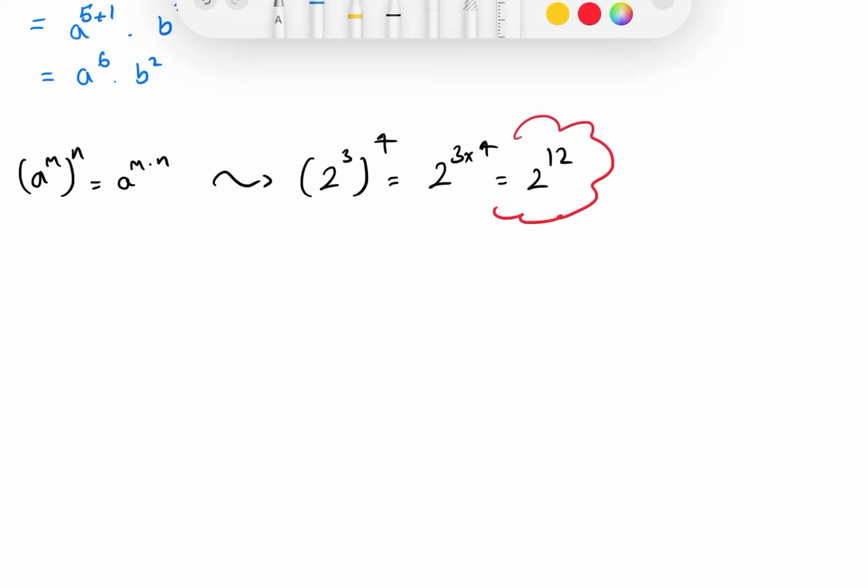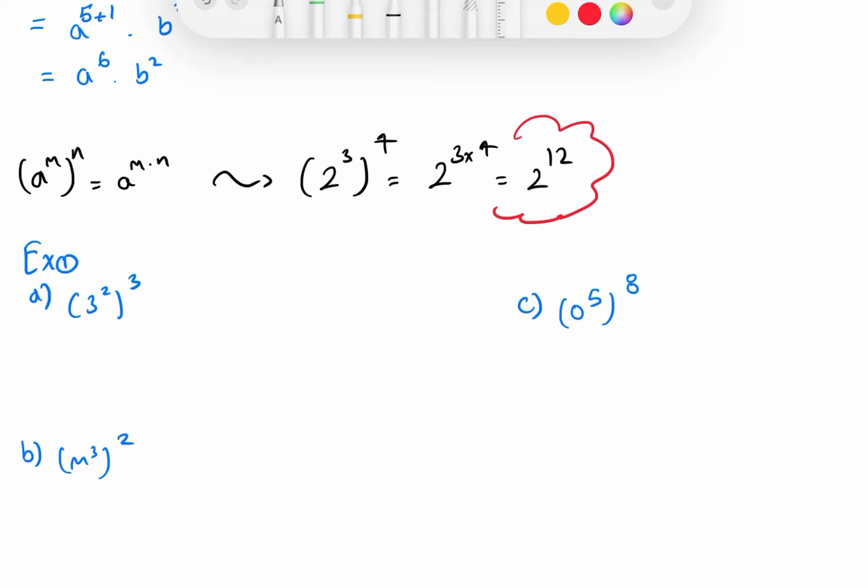Now let's go ahead and do some examples together. Example 1, once again simplify. A, 3 to the power of 2, all to the power of 3. B, m to the power of 3, all to the power of 2. And C, 0 to the power of 5, raised to the power of 8.